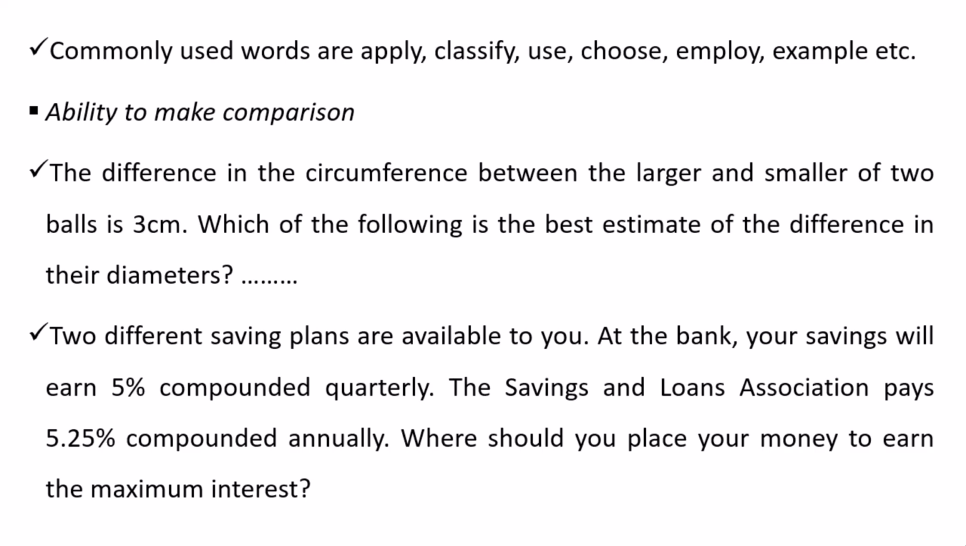Then another example: two different saving plans are available to you. At the bank, your savings will earn 5% compound interest quarterly. The Savings and Loan Association pays you 5.25% compound interest annually. Where will you place your money to earn the maximum interest? So you need to be able to apply, and that's an application kind of question.